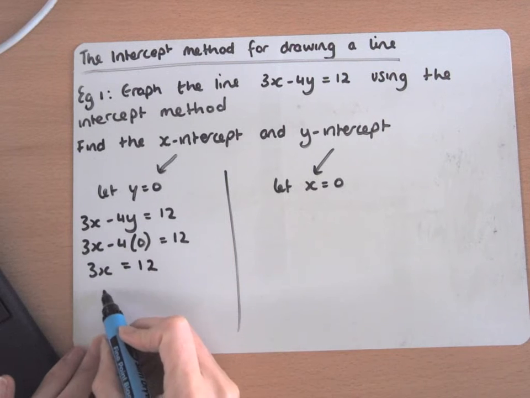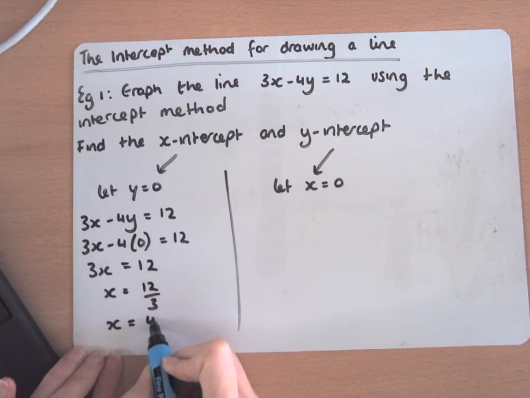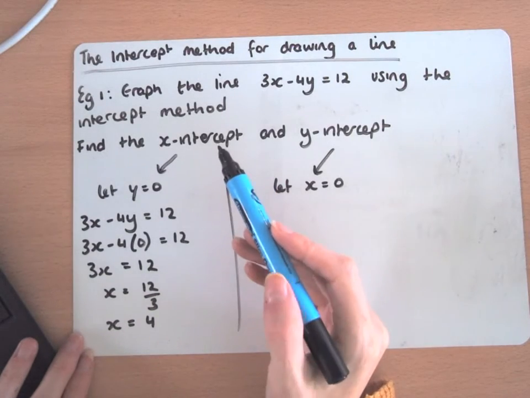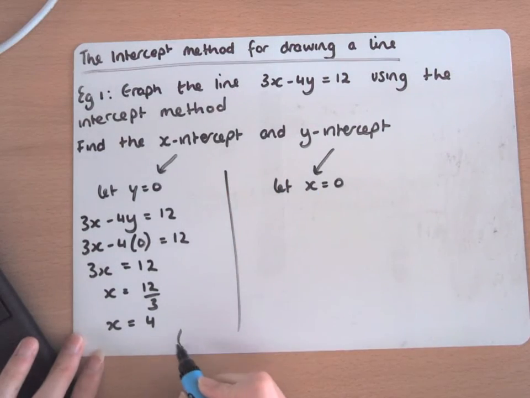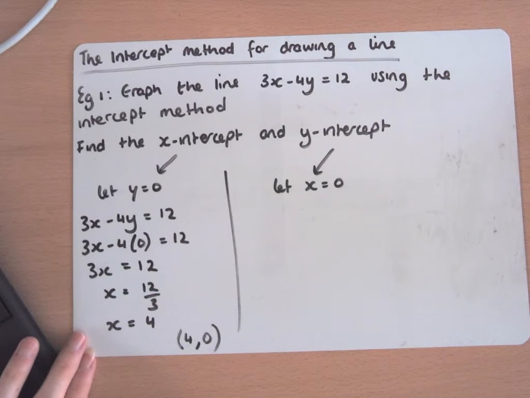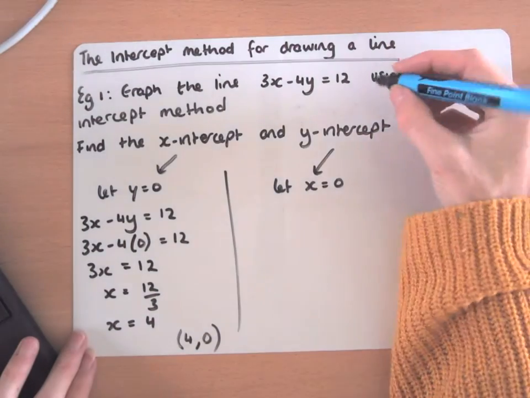So what is my x? 12 over 3, which is 4. So what is my x-intercept? The x-intercept is 4, 0. That's my x-intercept. Where it cuts the x-axis. That's what x-intercept means.